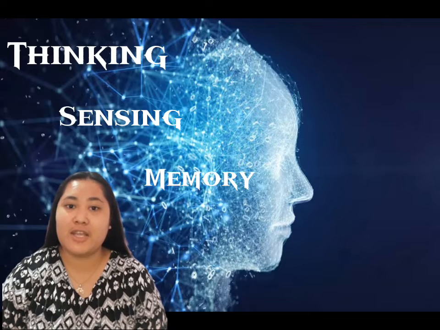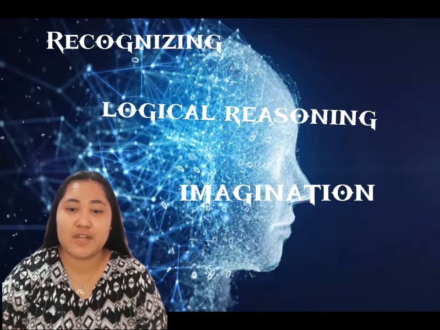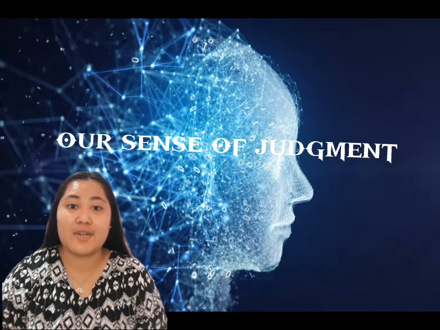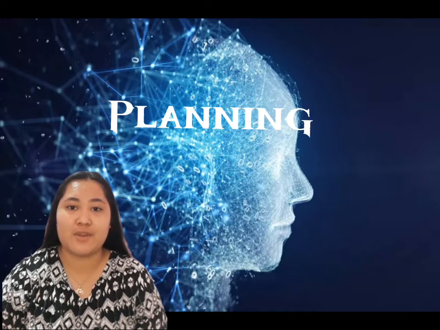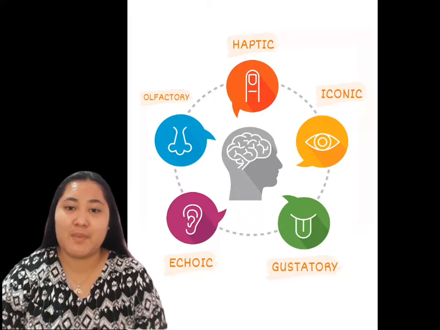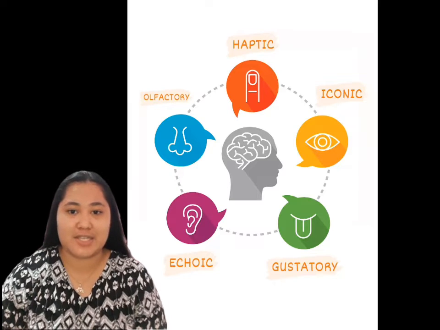Our cognitive process filters information, determining what is relevant enough to save from sensory memory to short term memory and then stored into long term memory. Thinking, sensing, memory, recognizing, logical reasoning, imagination, problem solving, or our sense of judgment and planning are all parts of our cognitive process. Using various stimuli to create memory is an example of information processing theory.